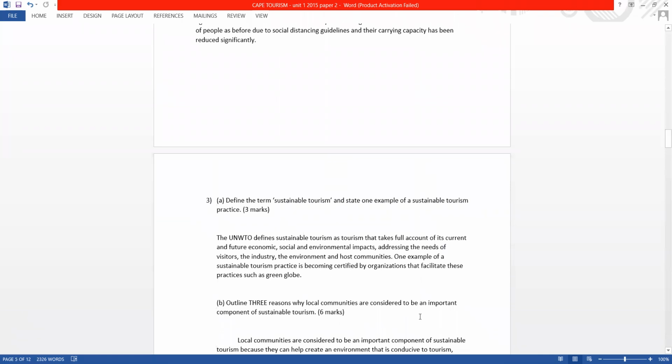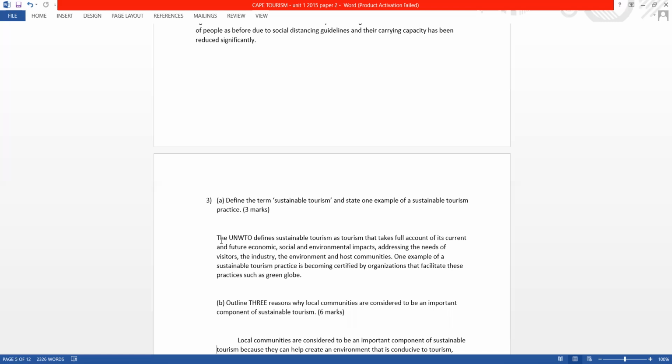Define the term sustainable tourism and state one example of a sustainable tourism practice for 3 marks. So the answer that I have says, the UNWTO, that's the United Nations World Tourism Organization. You guys should know your organizations. So you should know the UNWTO, you should know the Caribbean Tourism Organization, you should know the Jamaica Tourist Board, you should know the organizations that are associated with tourism within the Caribbean.